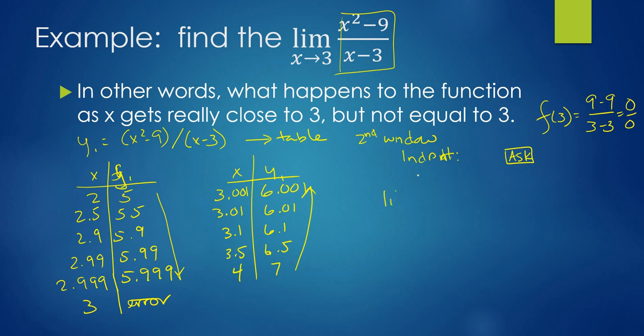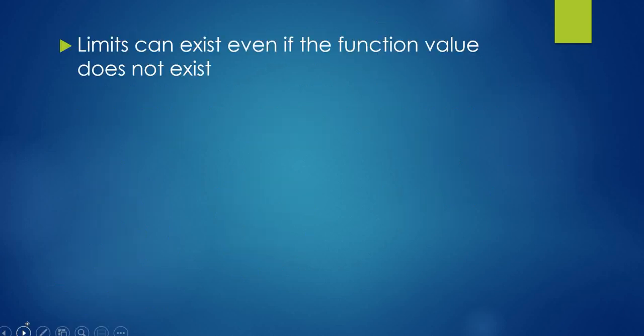So we can say that the limit as x approaches 3 of x squared minus 9 over x minus 3 equals 6. Even though the function value doesn't exist there, we can find a limit, because limits are about what happens as we get really close but not equal to. So we just found out that limits can exist even if the function value does not exist.